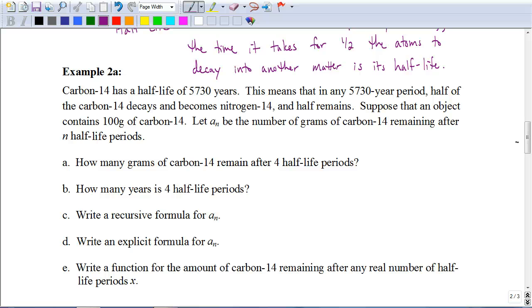Suppose that an object contains 100 grams of carbon-14. We're going to let A sub n be the number of grams of carbon-14 remaining after n half-life periods. So in part A, it says how many grams of carbon-14 remain after 4 half-life periods. Well, to figure that out, there's a couple ways we could do that. One way would be to set up a table.